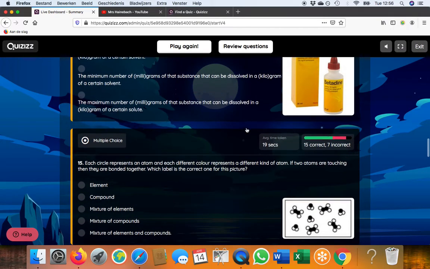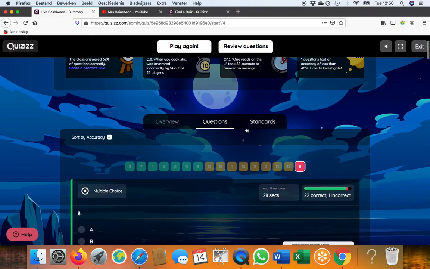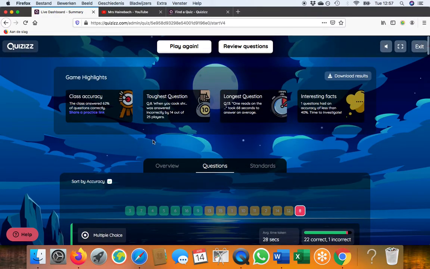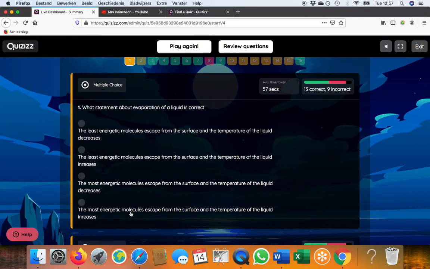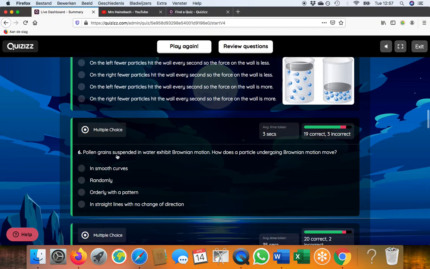And Joshua also had a question about question 1, which I'm going to rearrange the questions for. I'm going to take the accuracy away, go to question 1. What statement about evaporation of a liquid is correct? Oh, this one I have discussed already. Or did he say 7, sorry. He said 7.